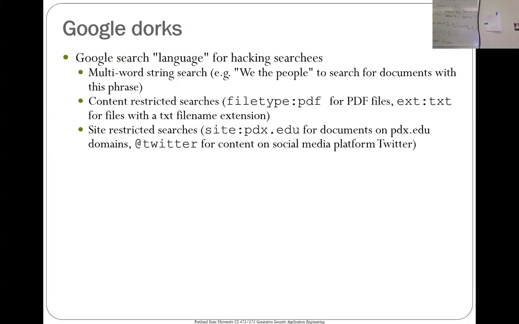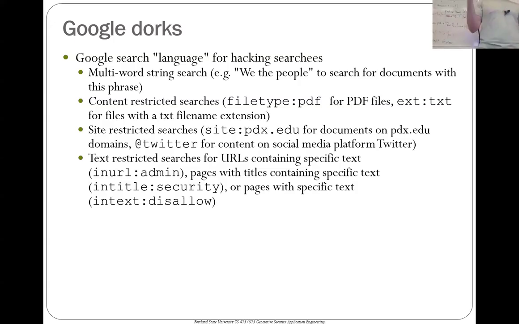You can do site-restricted searches. If you do site:pdx.edu, it restricts just to our website. You could say I'm only looking for Twitter results. You could restrict the searches for strings in URLs, so you're only interested in the admin string showing up in the URL, or in HTML titles that have the word security in them. Or in the text itself, the payload says disallow, and then you're like, oh, I want to see what's disallowed, and you go and get that file. So these are common dorks that security people would use to find targets in search engines.